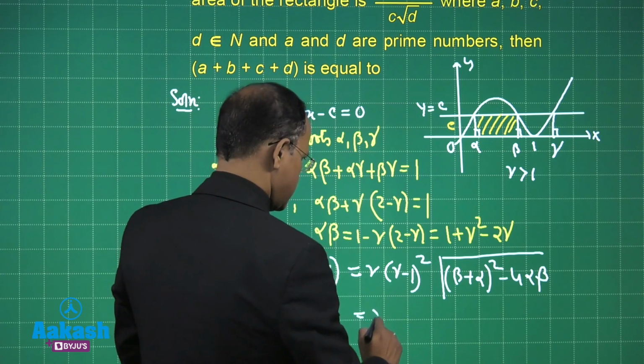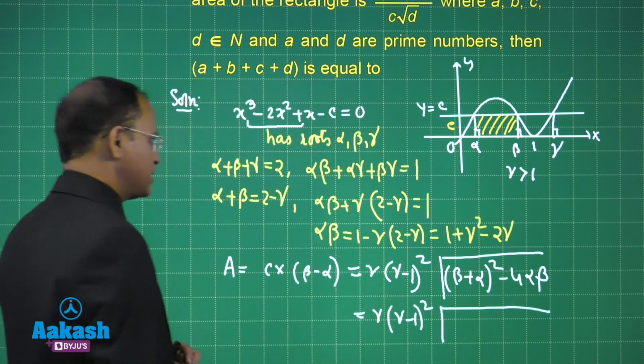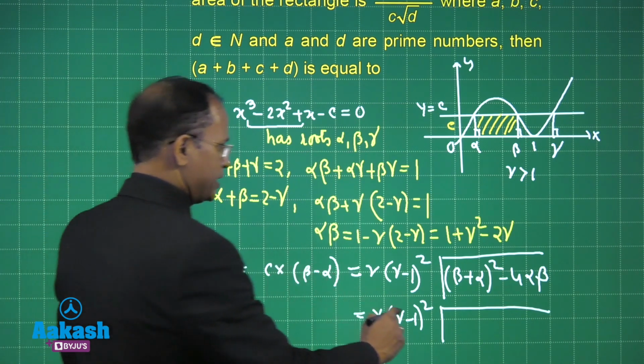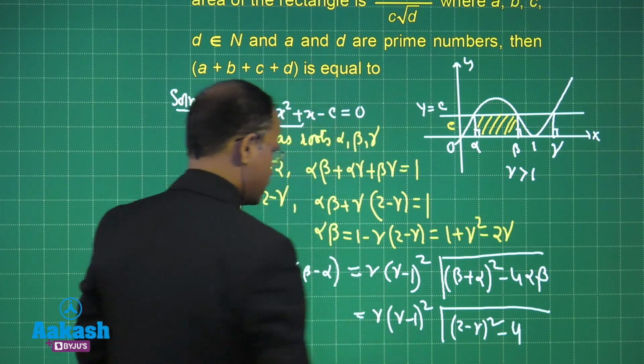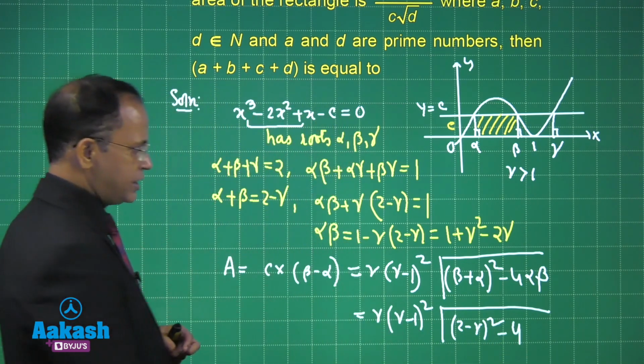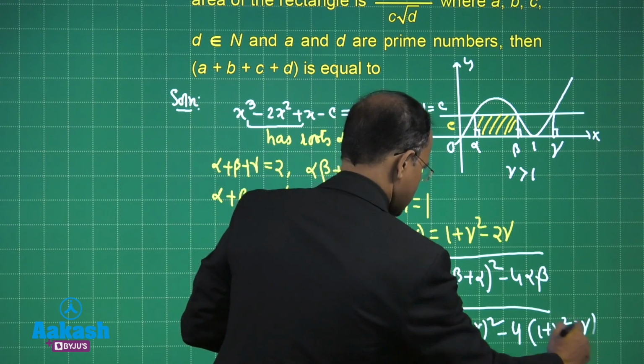So we can just write it in this way. This is gamma times gamma minus 1 whole square. Then we have beta plus alpha, and beta plus alpha is 2 minus gamma, right? So this is 2 minus gamma whole square minus 4 times alpha beta. What is alpha beta? Alpha beta is 1 plus gamma square minus 2 gamma. Okay, this is what we have.